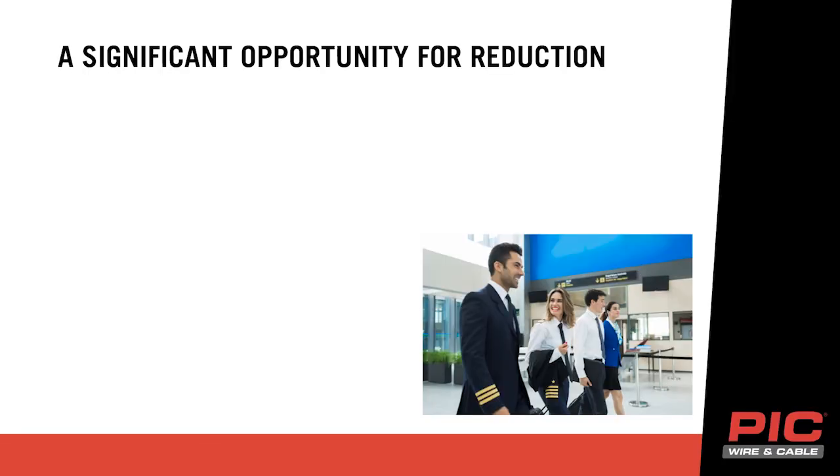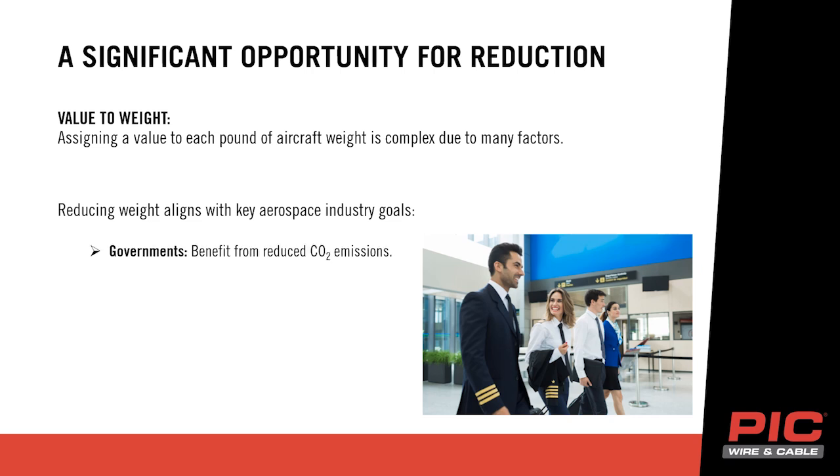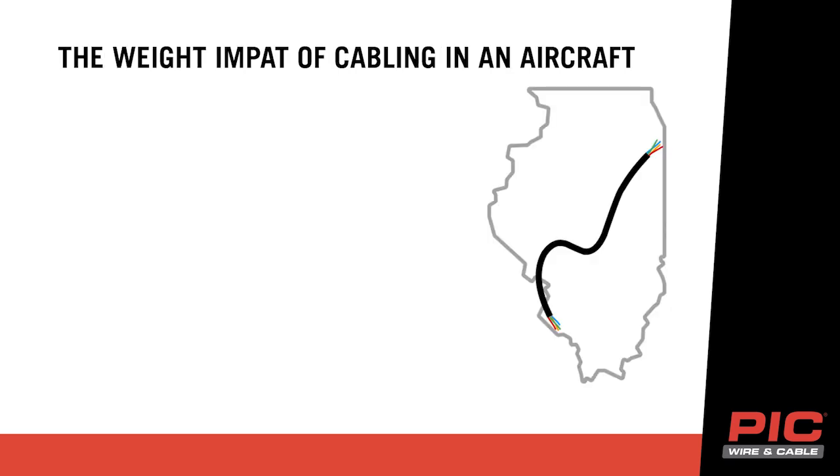Assigning a value to each pound of weight in an aircraft is complex due to numerous influencing factors. However, it is evident that reducing weight aligns with the primary goal of aerospace industry stakeholders. Governments benefit from reduced CO2 emissions. OEMs gain from extended range and payload capacity, and aircraft owners enjoy lower cost of ownership. Let's look at the amount of cabling in an aircraft.